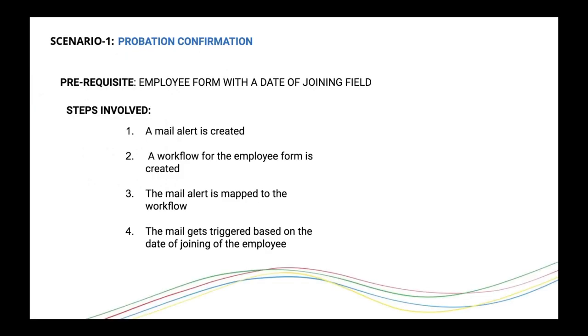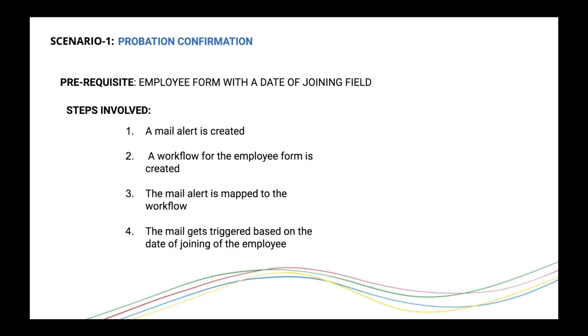I'll be showing you how to set up and automate some basic day-to-day activities that you do as HRs. So I've picked four scenarios here, which are very common, which you carry out even in your day-to-day work. So the first scenario is this: how to automatically send a mail alert when an employee completes his or her probation.